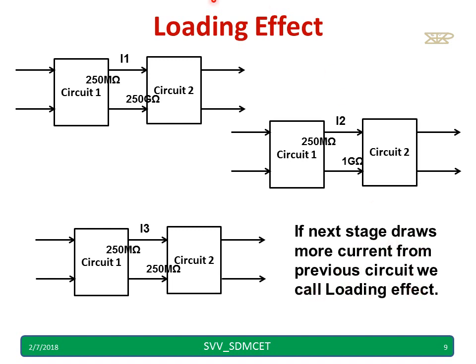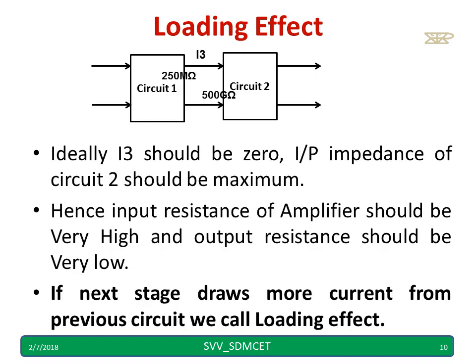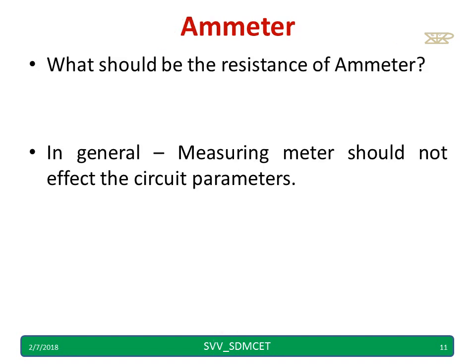We can pause and see these 3 circuits. In the third case, it will draw more current because the resistance is small. This situation we call a loading effect. Ideally, I3 should be 0. It's possible only when the input impedance is infinity. Hence, the input resistance of an amplifier should be very high and the output resistance should be very low to avoid the loading effect. One line you remember: if the next stage draws more current from the previous circuit, we'll call it loading effect.